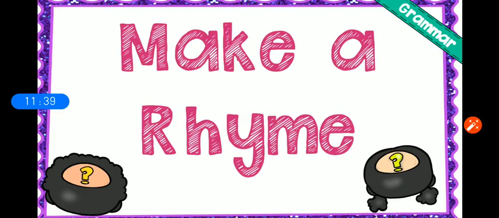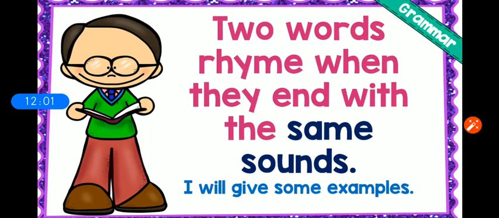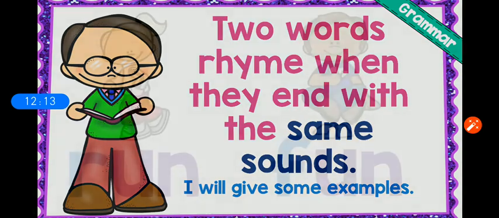Beautiful. Okay? Now, I told you earlier we're going to revisit rhyming words. Now you can tell me what rhyming words are. Wonderful! Rhyming words are words that end with the same sounds. A few lessons ago, we learned about rhyming words. Two words rhyme when they end with the same sounds. Now, I'm going to give you some examples, okay?